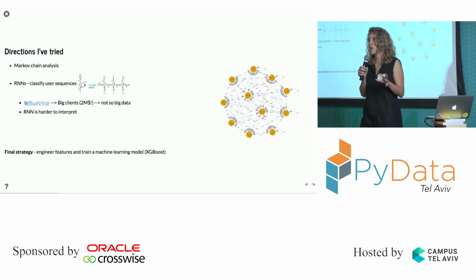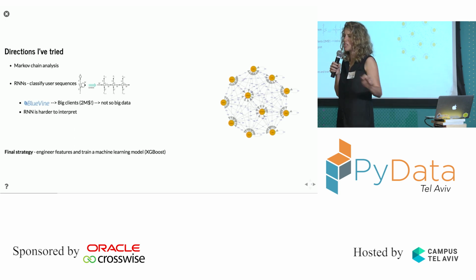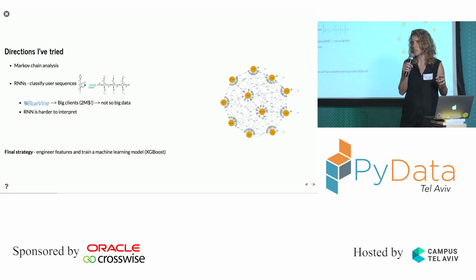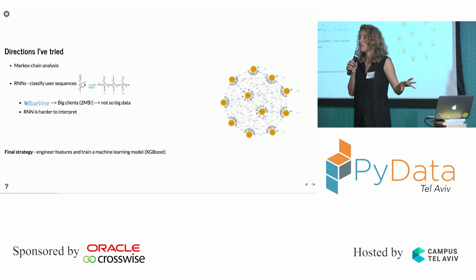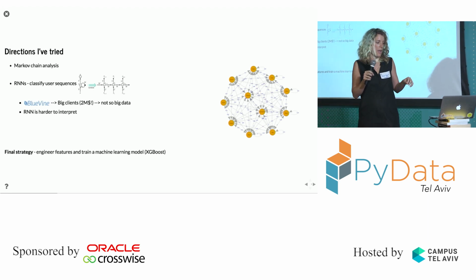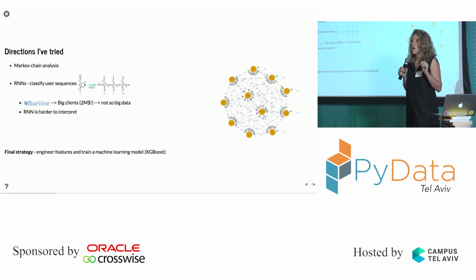I tried a few directions. I will take questions in the end, okay? I tried a few directions in my research. And these are a few directions that didn't come out well in the end. But I took some insights from them. For example, Markov chain analysis.